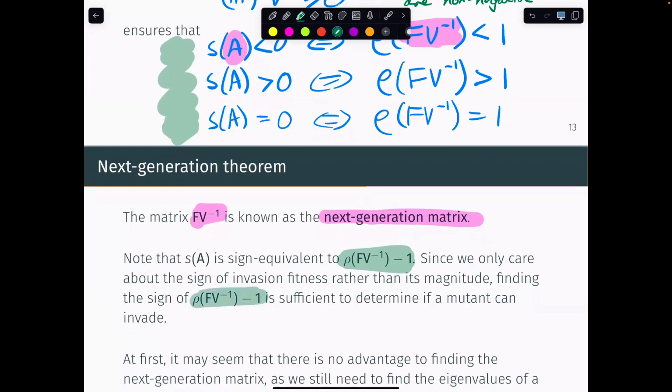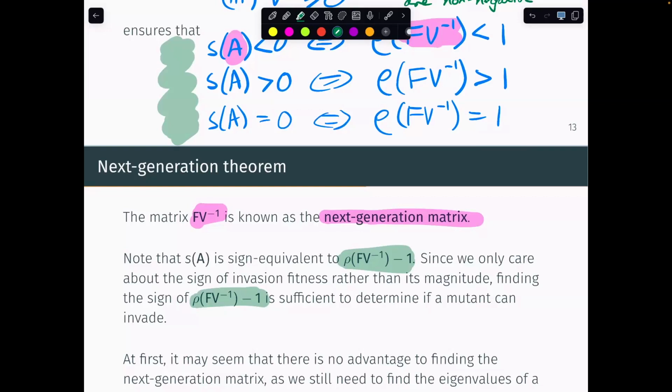So all we need to do then is find the sign of the spectral radius of our next generation matrix minus 1, and that will tell us what the mutant does. Because we only care about signs, we don't care about the magnitudes, we can make this transformation. And typically, it's much easier to find the eigenvalues of this matrix than of this matrix.